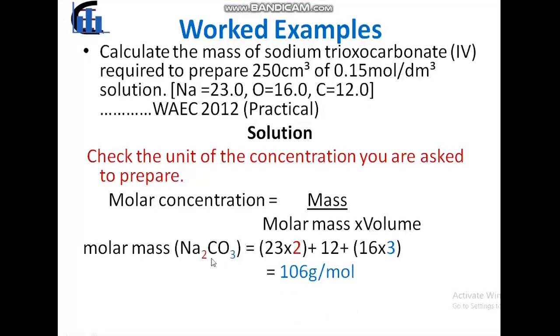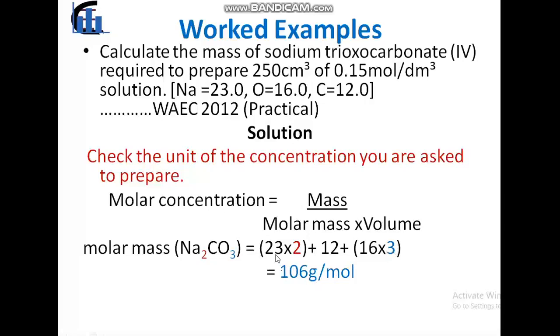We can start by writing out the molar mass. So the molar mass is equal to 106 grams per mole. We need to show the solving. It is done by adding the relative atomic mass of the constituent elements together. As we can see here, the molar mass of Na2CO3 is equal to 23 times 2 plus 12 plus 16 times 3. That gives us 106 grams per mole.